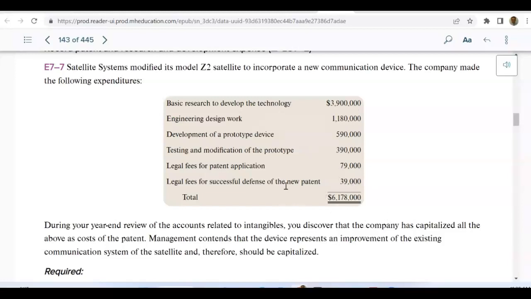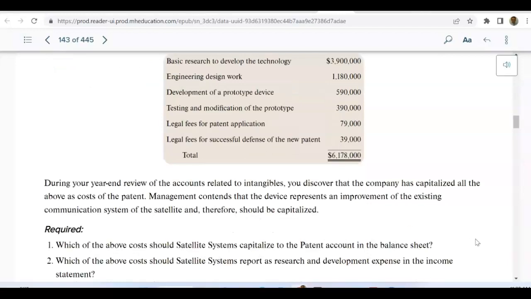Okay, you spent this much, but during the year-end review of the accounts related to intangibles, you discovered that the company has capitalized all of the above as the cost of patent, which is not good. Management contended that the device represents an improvement of the existing communication system of the satellite and therefore should be capitalized. Required: which of the above costs should Satellite System capitalize in the patent account in the balance sheet? Which of the above costs should Satellite System report as research and development expense in the income statement?